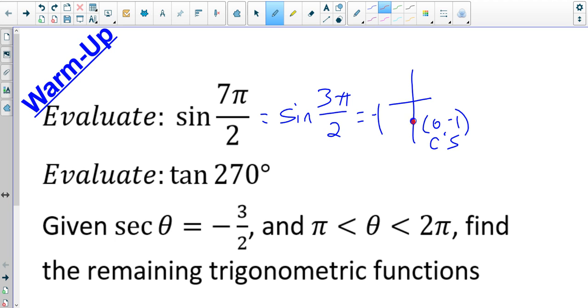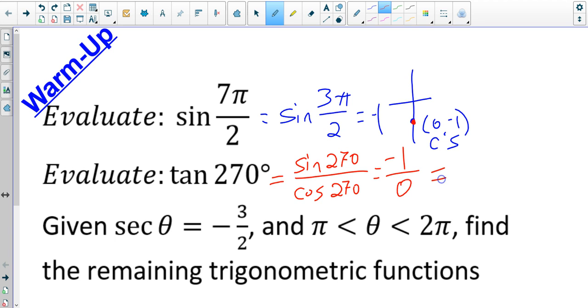Evaluate the tangent of 270 degrees. Remember that 270 degrees is also here at the point (0, -1). The tangent is equal to sine of 270 divided by the cosine of 270. So sine of 270 is -1. The cosine is 0. -1 divided by 0 is undefined. So our answer for the second problem would be undefined.